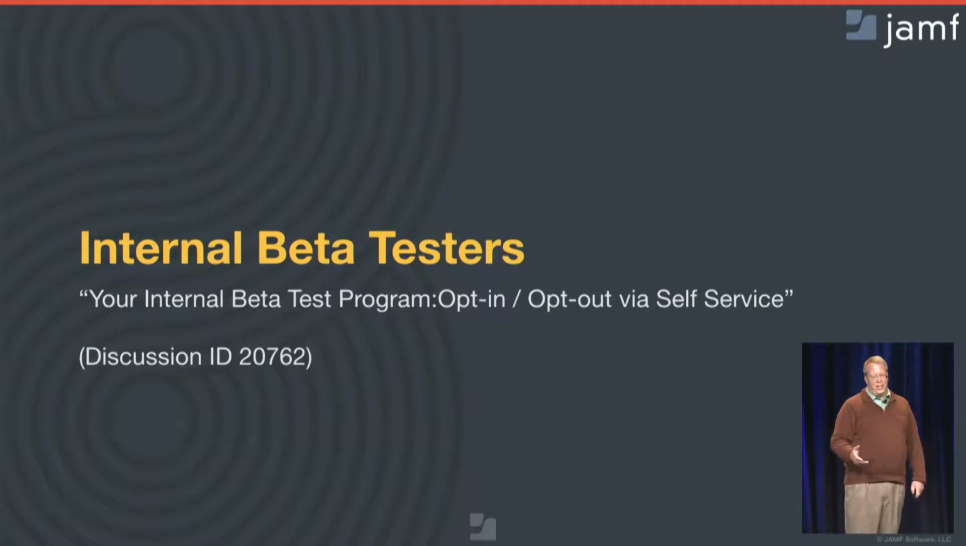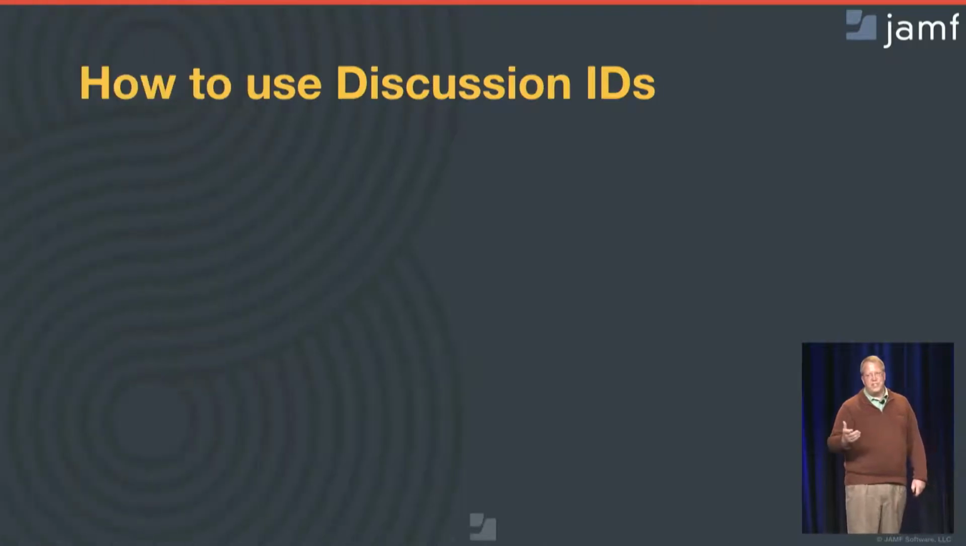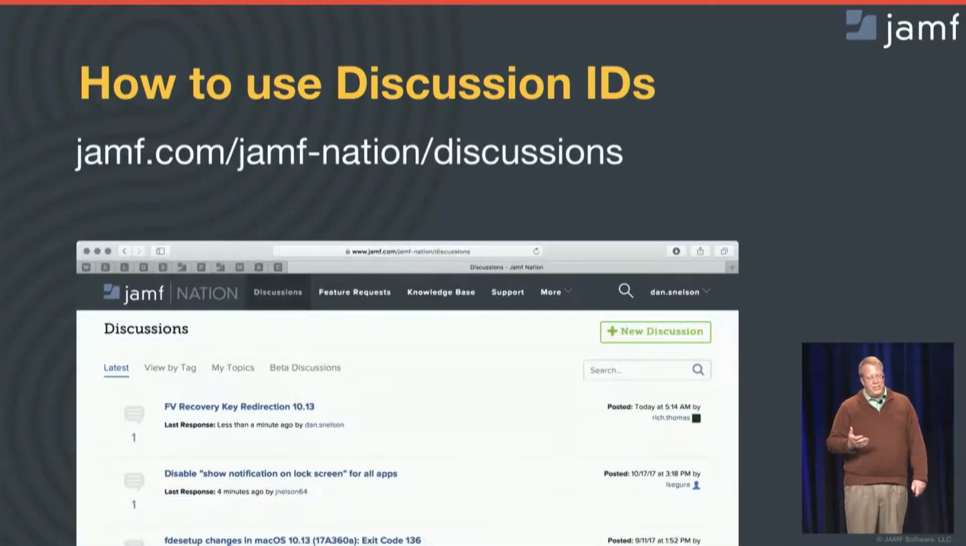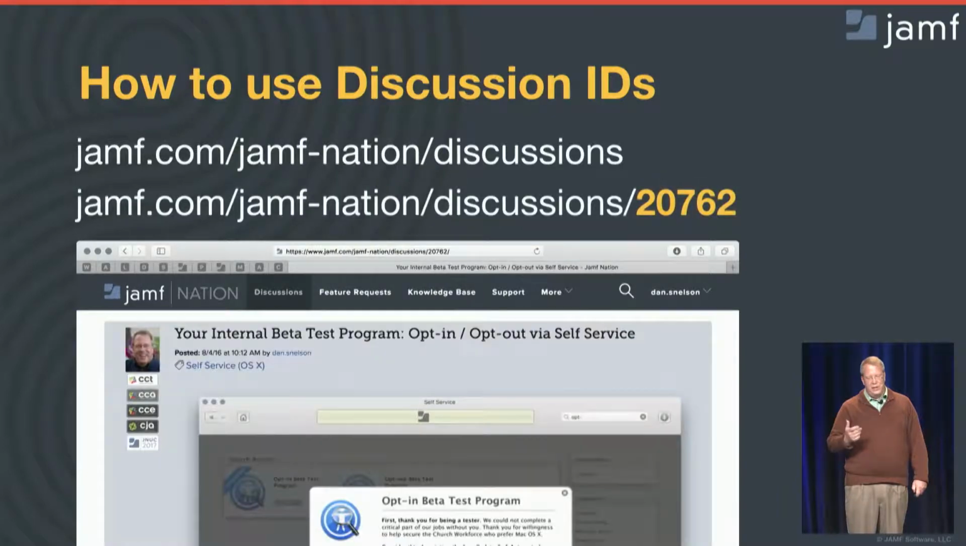So if you're interested in allowing your power users to opt in and opt out via self-service, you can search Jamf Nation for your internal beta test program, opt in and opt out via self-service, or Discussion ID 20762. Let's first talk for a minute about how to use Discussion IDs. If you're on Jamf Nation and you click Discussions, you'll see a list of discussions. If you know the Discussion ID, you can manually edit the URL and you'll view that specific discussion.